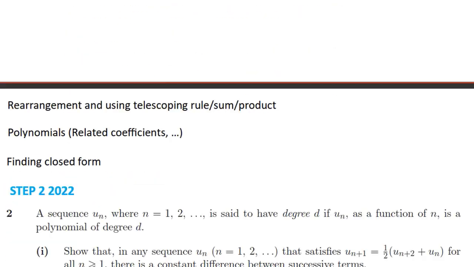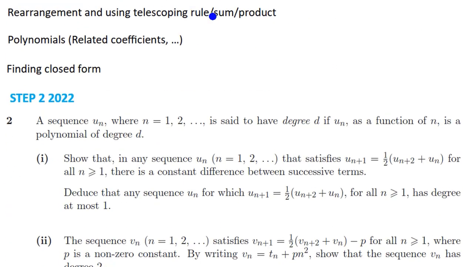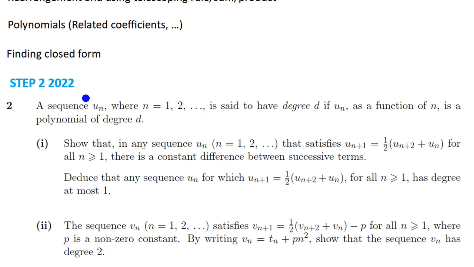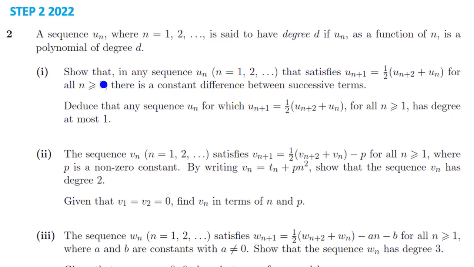Okay, so let's start from the first idea, rearrangement and using telescoping rule, sum and product. And also another idea in polynomials, which is related to coefficients, so much important idea, and so on, and finding closed form. Let's start with this problem of STEP 2, 2022.